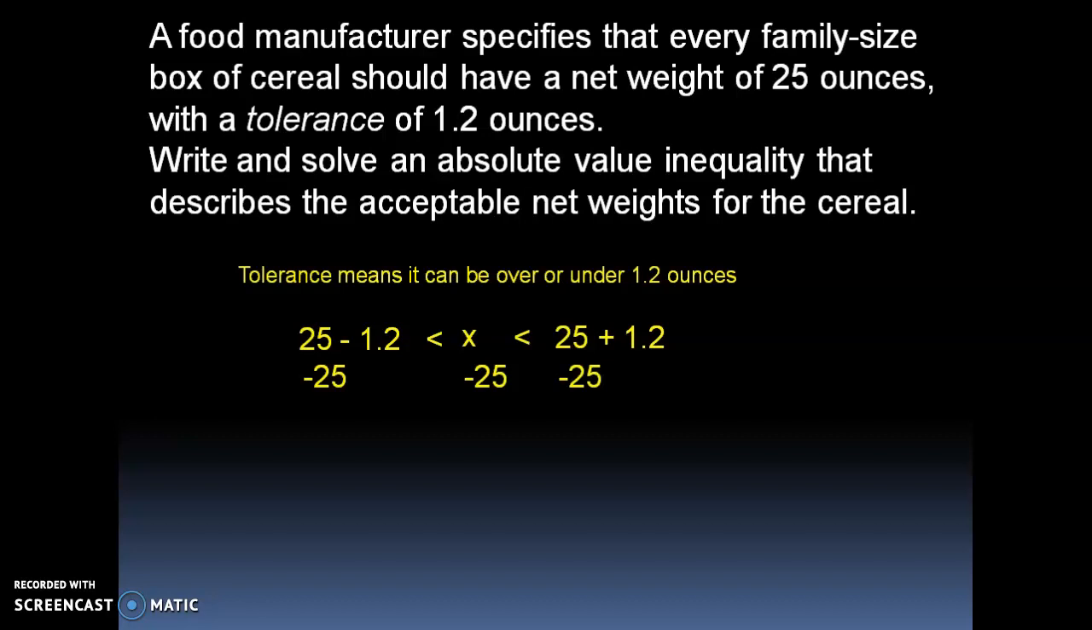The only thing that both those ends have in common is a 25. So we're going to subtract that 25 from both ends and the middle. We're going to end up with this inequality. And then if you recall, since x minus 25 has to be between negative 1.2 and positive 1.2, we can write that as an absolute value inequality.